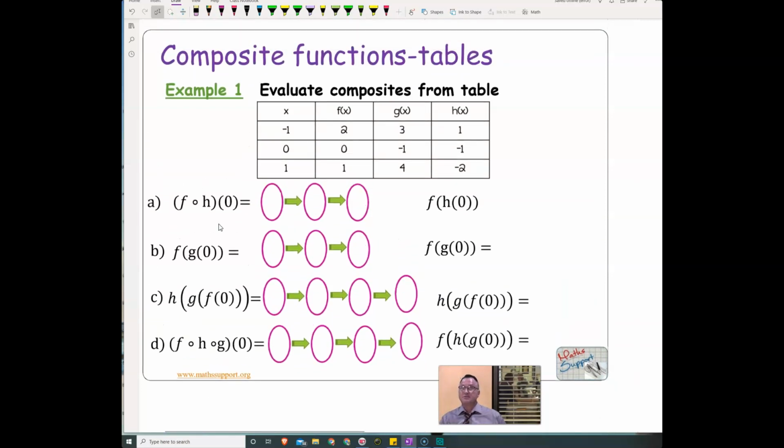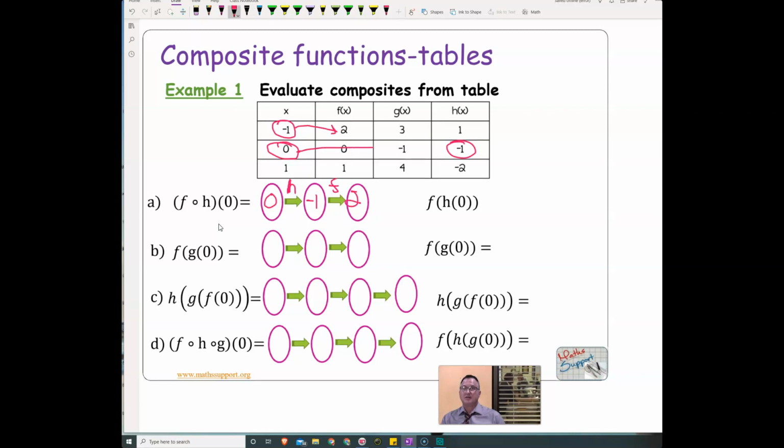Okay, now a table is just the same thing, because a table is really just ordered pairs. These are your x coordinates, and then these are the y coordinates for f, for g, and for h. So our first one is f of h of 0. So 0 is our input. It goes into h. So what comes out is -1. Now -1 goes into function f, and what comes out is a 2.